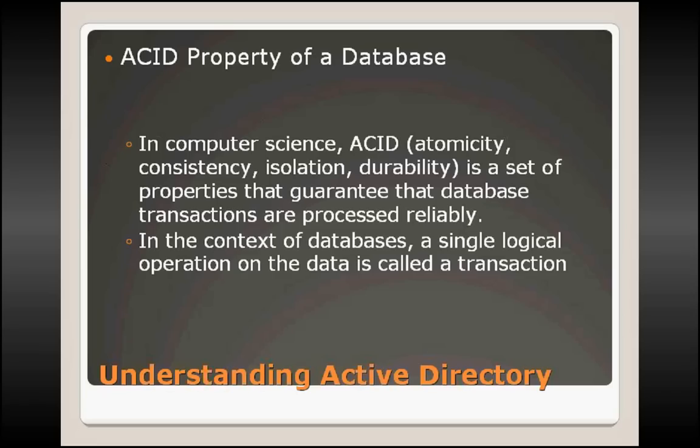Alright, so if you look into the computer world, ACID is a set of properties that guarantee database transactions are processed reliably. That is the best way to say what it is. The name came from 4 different words: A stands for atomicity, C stands for consistency, I stands for isolation, D stands for durability.